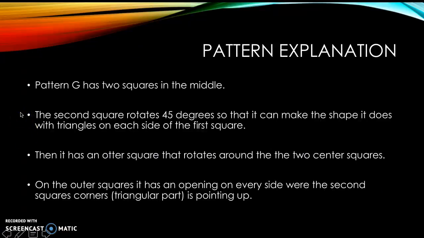So this is my pattern explanation. Pattern G has 2 squares in the middle. The second square rotates roughly about 45 degrees so that it can make the shape it does with triangles on each side of the first square. Then it has an outer square that rotates around the 2 center squares. On the outer squares, it has an opening on every side where the second square's corners, which is the triangular part pointing up, which was what I was showing you earlier.